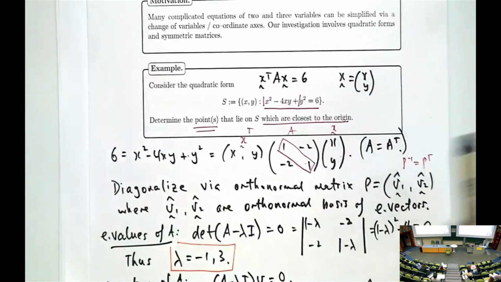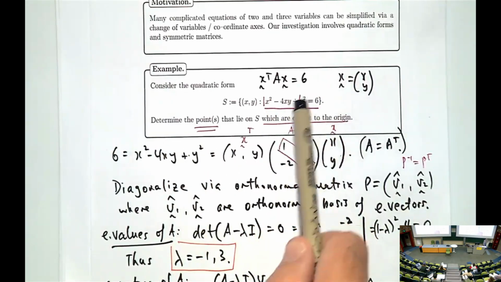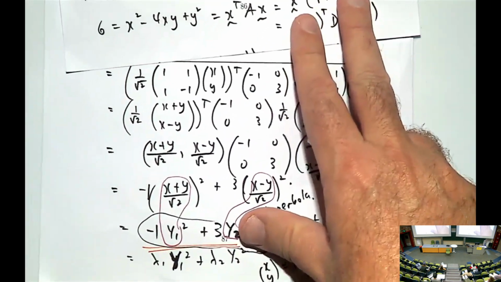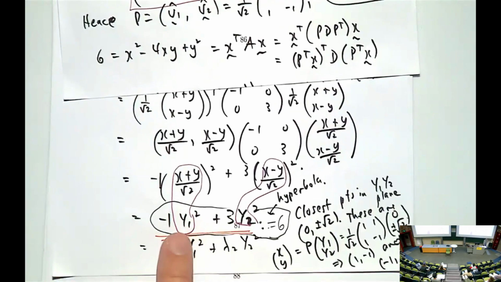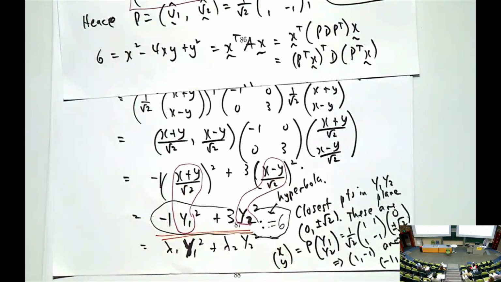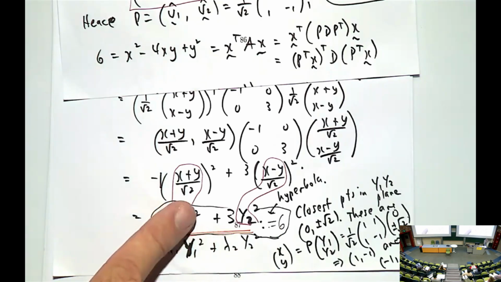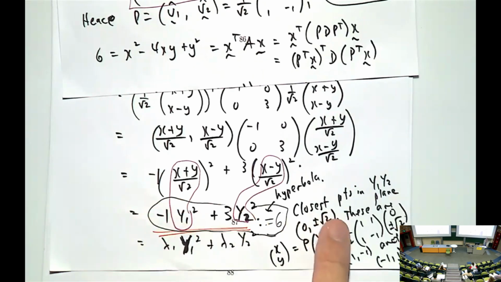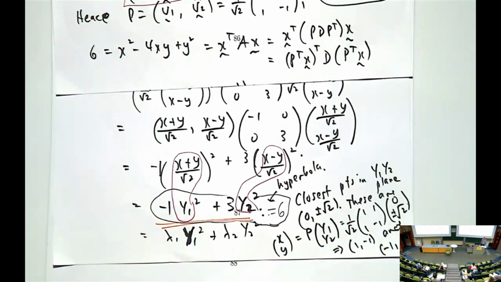So, determine the points that lie on this curve that are closest to the origin. Well, I've transformed everything, which is fine. And I get something like this now. Okay, where y1's that, y2's that. So when is this equal to 6 and what are we going to get here? Well, put in y1 equals 0 and solve for y2. Okay, so I'm going to get y2 equals plus or minus square root of 2. And then I can transfer that back into xy coordinates. That's what I've done.